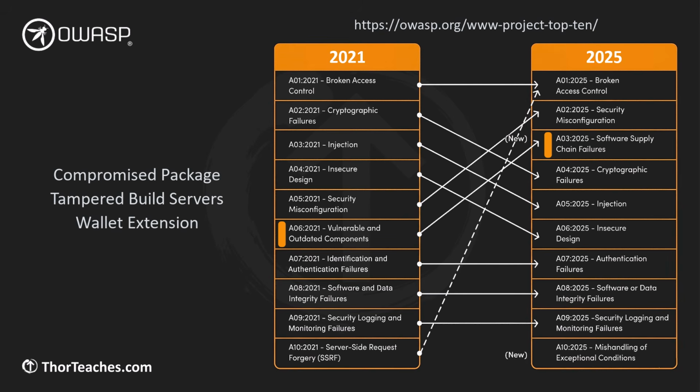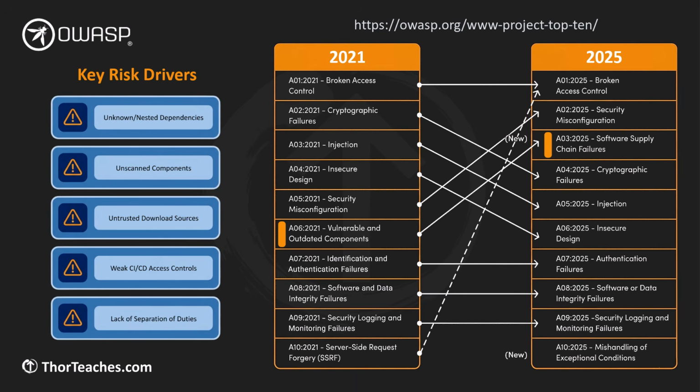It can be a compromised package in a public repository. It can be a build server that's been taken over, so it quietly injects backdoors into your binaries. It can be a wallet extension that behaves normally for everyone, until a very specific high-value target uses it, then it flips. And you're at risk if you don't know exactly which components you're using, including nested dependencies. If you never scan them, if you let developers grab random packages from random websites, if you don't lock down who can change CI/CD configs or promote builds, if one person can commit code and push it all the way into production on their own.